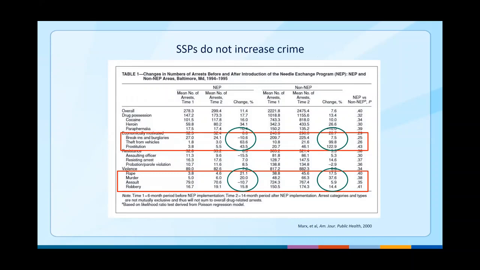There is no evidence that SSPs increased illegal drug use or crime. This study in Baltimore measured the number of arrests before and after the introduction of a syringe services program and compared an area with the SSP to an area without. Overall, they found no change, no difference between the areas with an SSP and that without. And in fact, the area with an SSP saw a reduction in the number of break-ins and assaults after the establishment of the syringe services program.